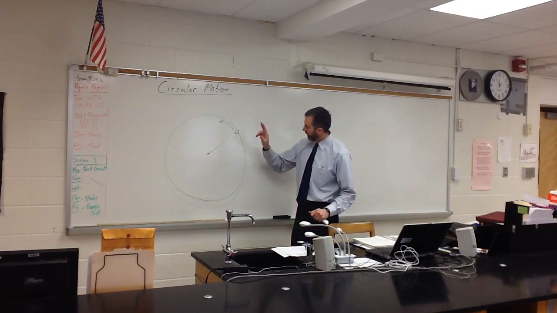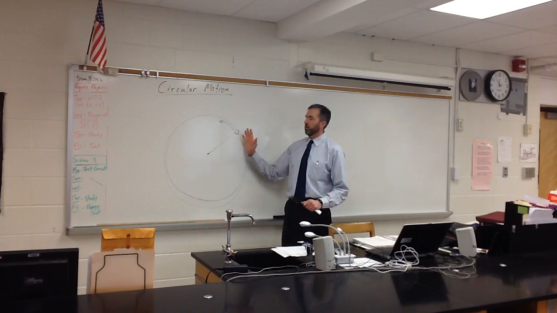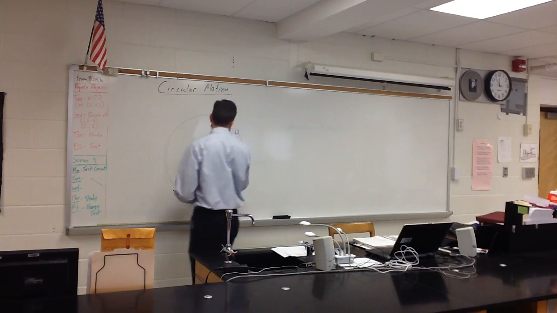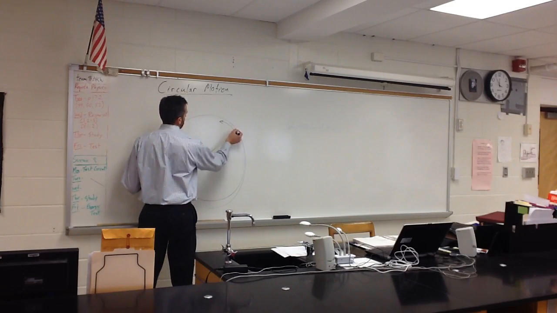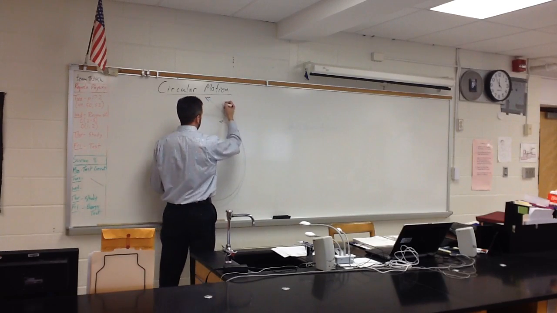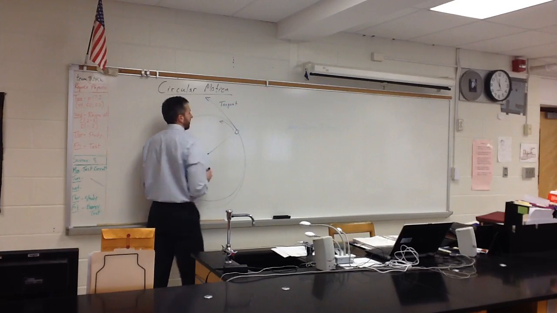So if the string broke right there, or the string slips out of my hand, so all of a sudden I let go, where's the rock going? A lot of people are pointing. Basically, it's going to go this way. And in physics, or in math, we call that tangent. Tangent to the circle at that point.